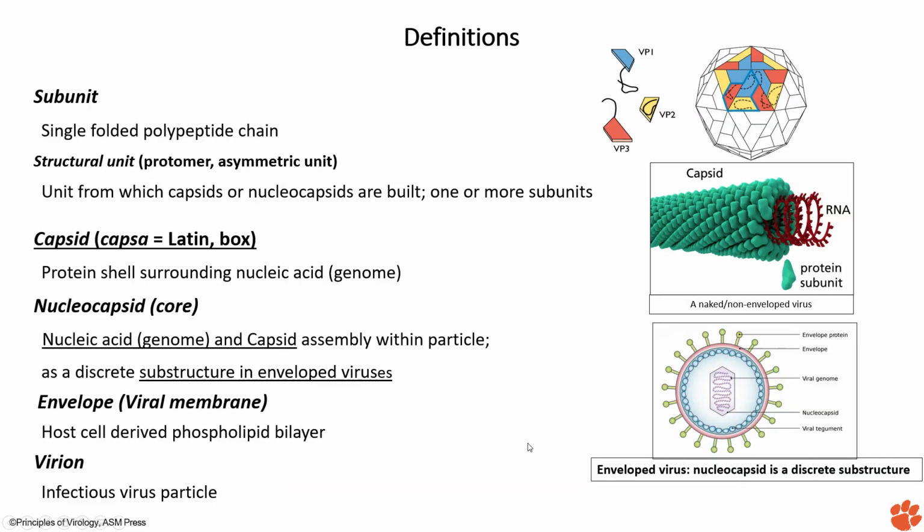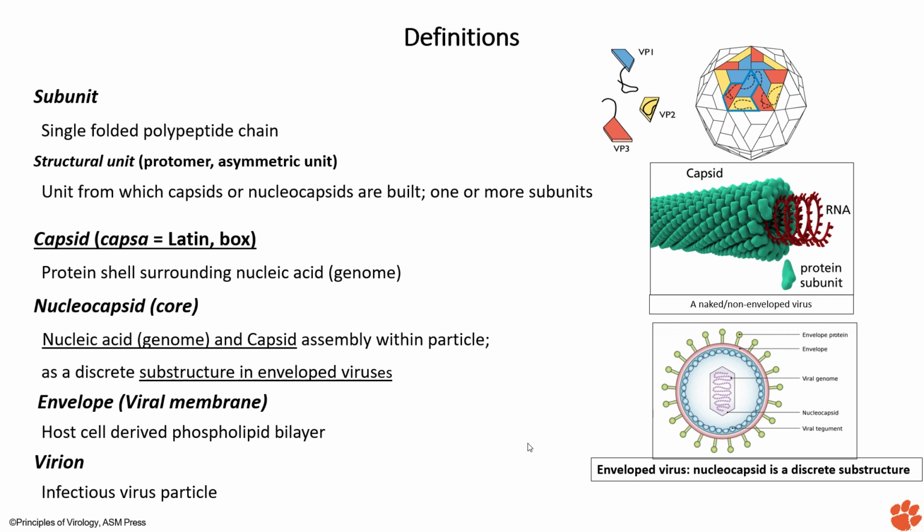These are very important definitions. We are going to use them all the time. So the first is the subunit of a virus. A subunit is a single folded polypeptide chain in its tertiary structure. That means it's properly folded with alpha helices, beta sheets. That's a single polypeptide chain.